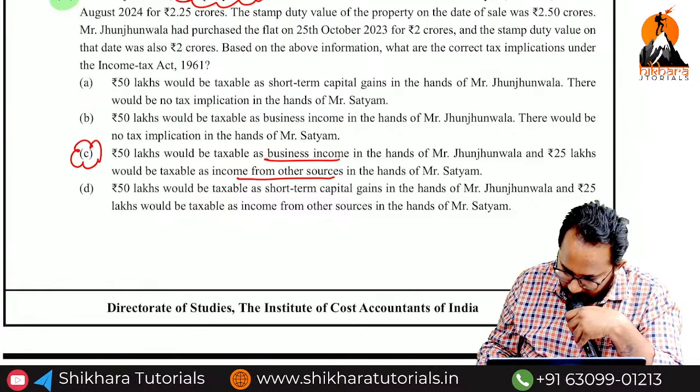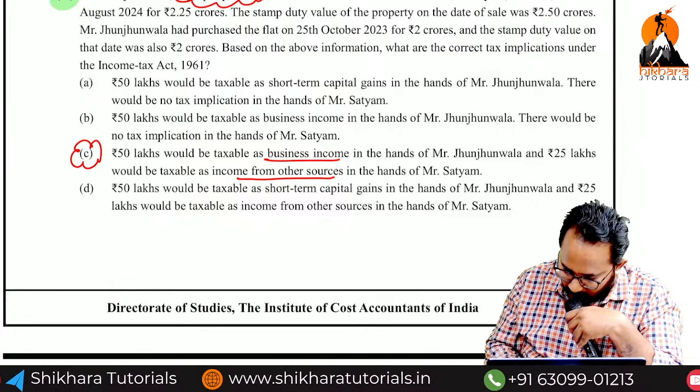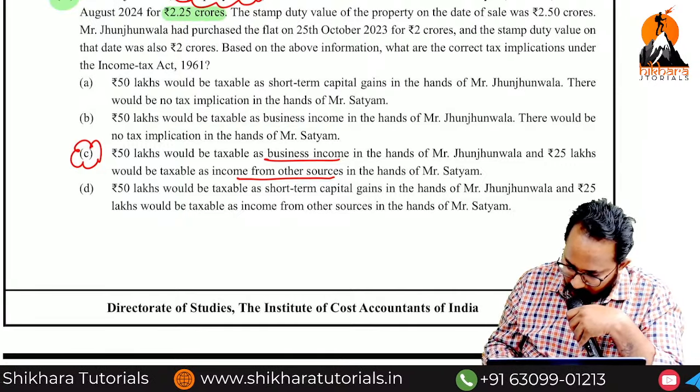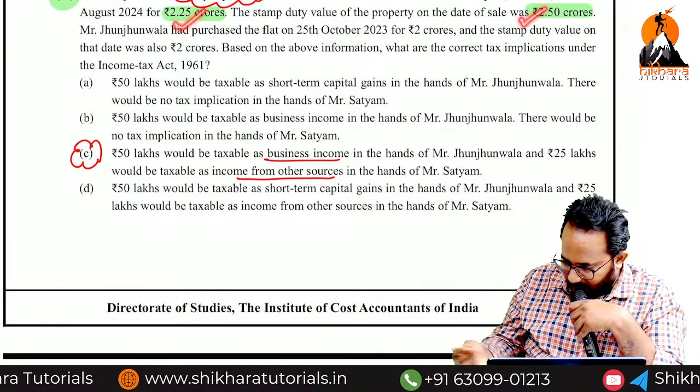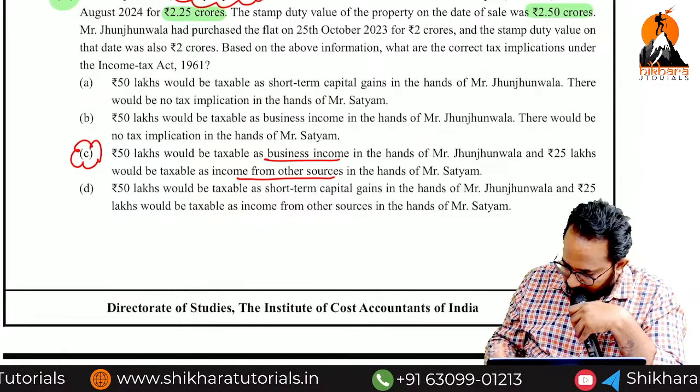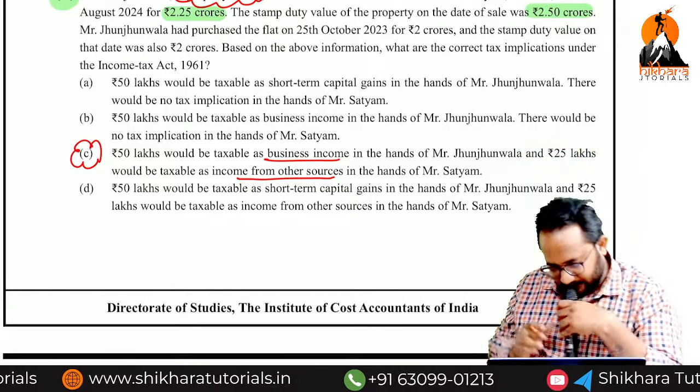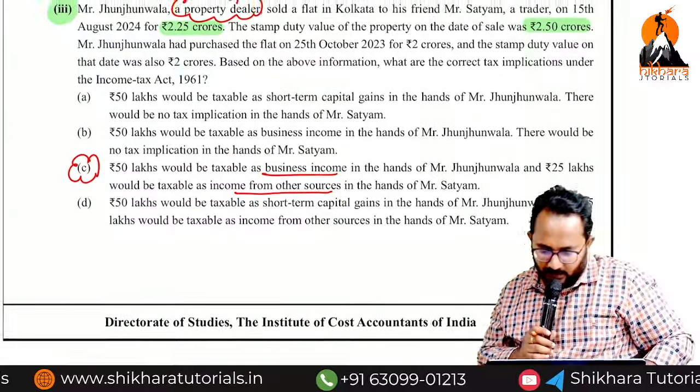Mr. J is selling for 2.25 crores, against 2.5 crores. Can you tell me what is the benefit in the hands of the purchaser? 25 lakh. That is taxable as income from other sources. Option C is correct. Done.